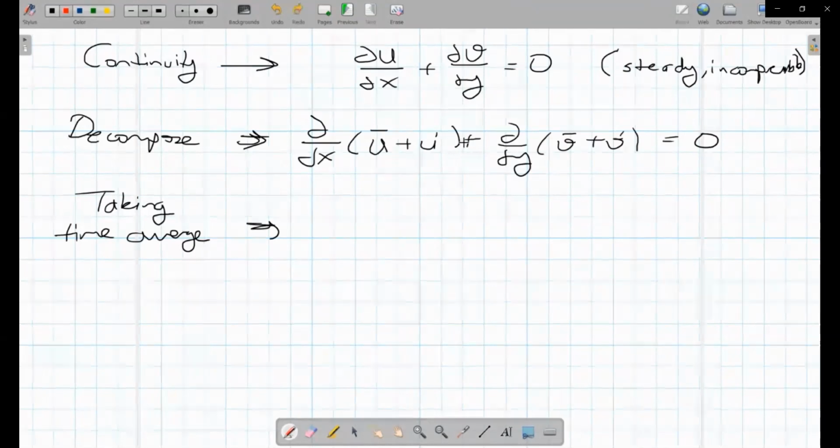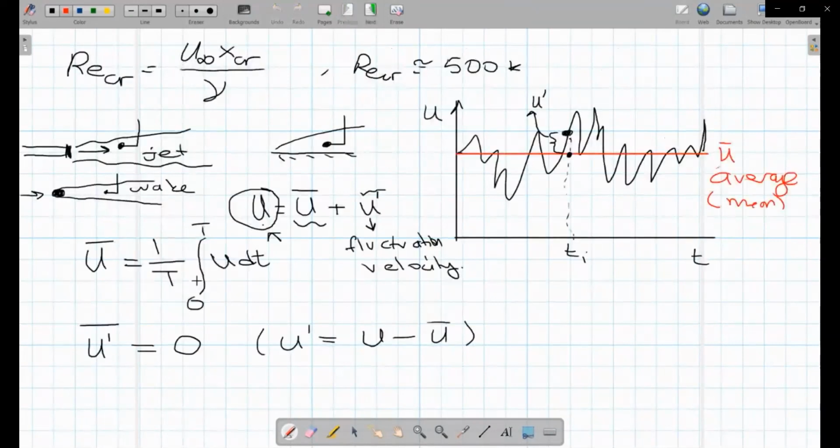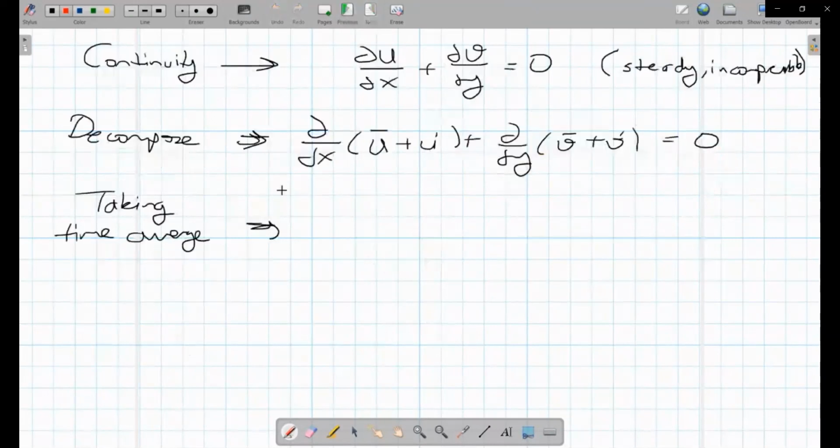Of course, taking a time average mathematically means this kind of operation. When we take the time average, we do it term by term. We have 4 terms here: the first term, du bar dx, the second term, du prime dx, and 2 more terms. We now have to use 2 mathematical quantities.